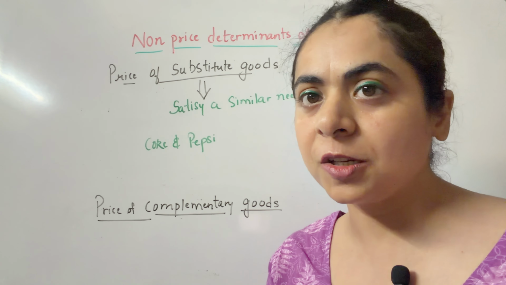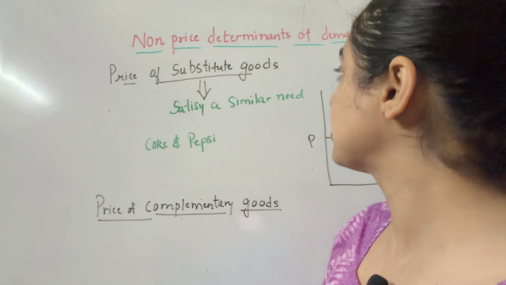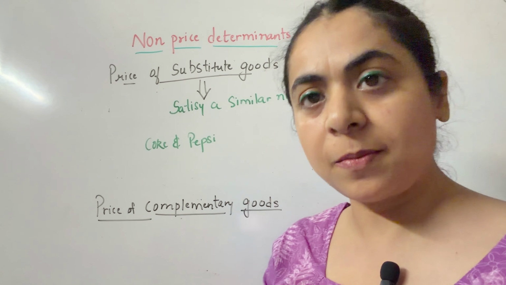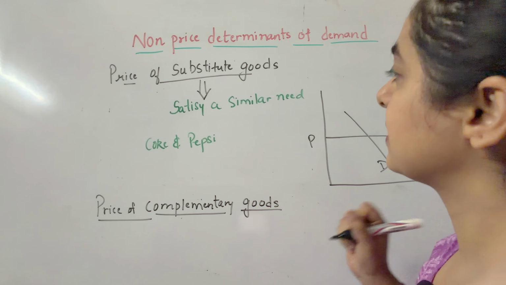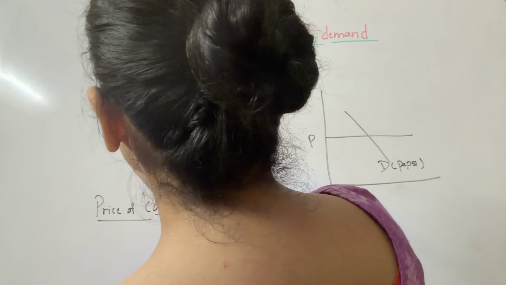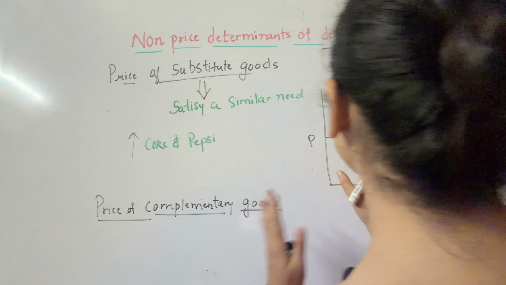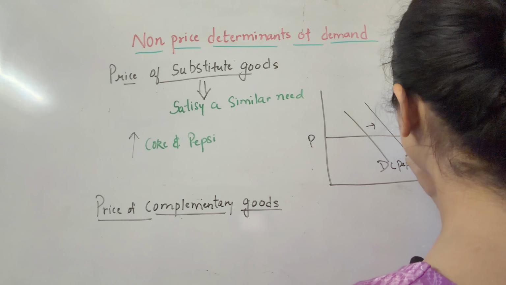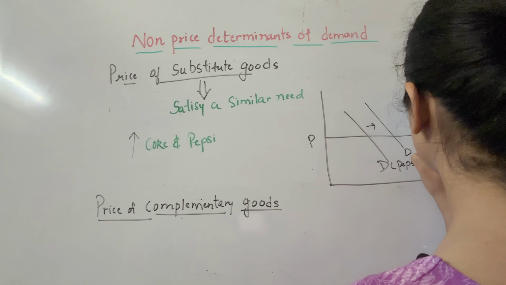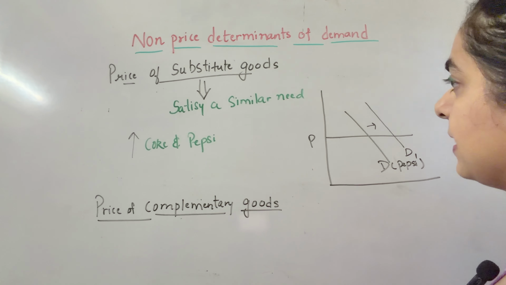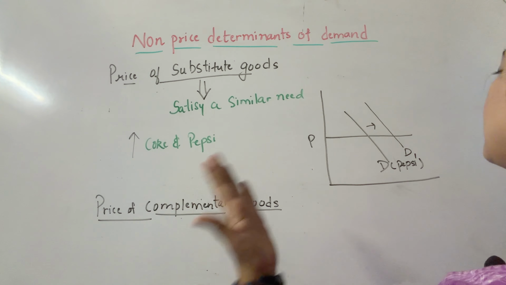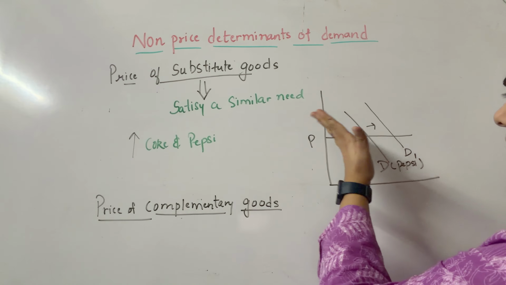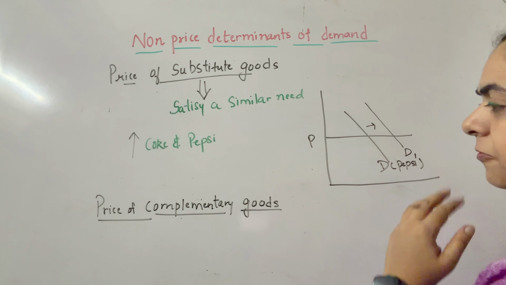This is the price of substitute goods. Substitute goods are used to satisfy a similar need, so they can be used in place of each other. For example, Coke and Pepsi. Let's say that the price of Coke increases. So the demand for Pepsi will shift, the demand curve will shift rightward. And in case the price of Coke decreases in the market, then the demand for Pepsi will decrease, will shift leftwards.